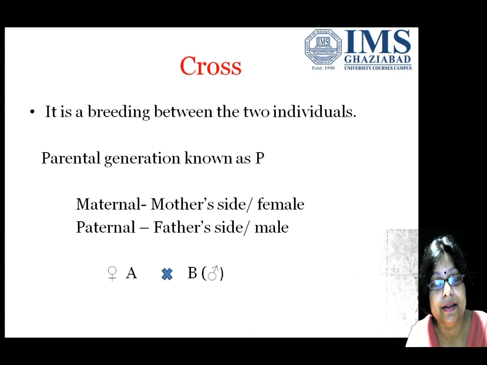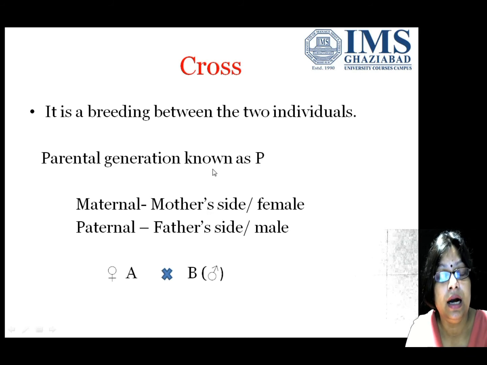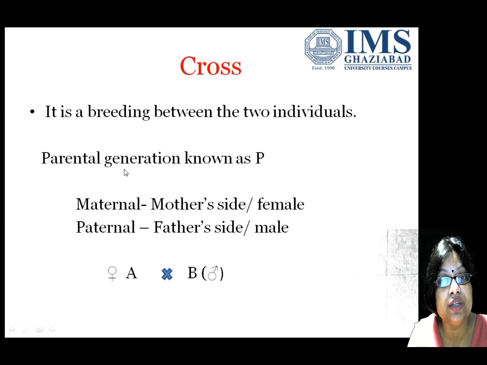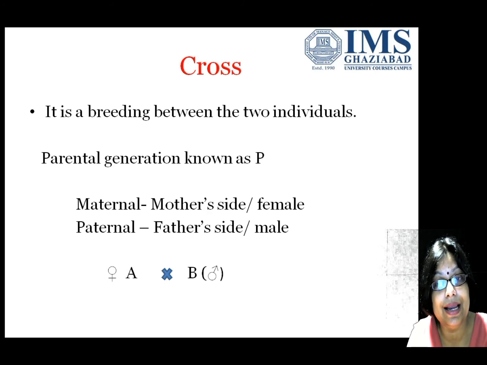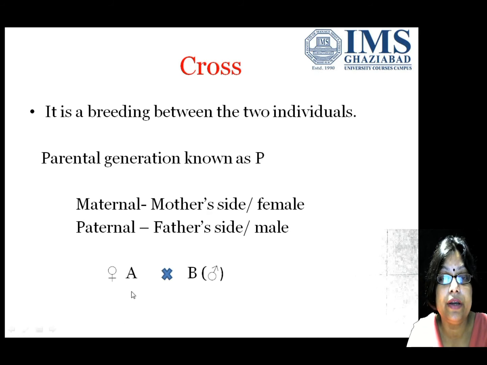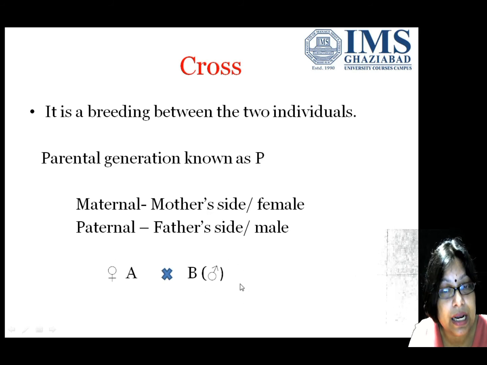Now, more precisely, there is a confusion among the students when they are writing P. P is signifying the parental generation, meaning the generation of the parents from which the offspring are derived. Now, again, as you all know, for breeding, for sexual reproduction, we need male and female individuals. You can find that capital A is signifying female and capital B is signifying male.